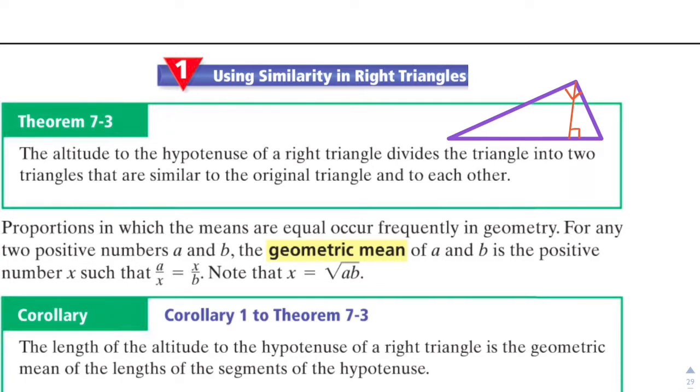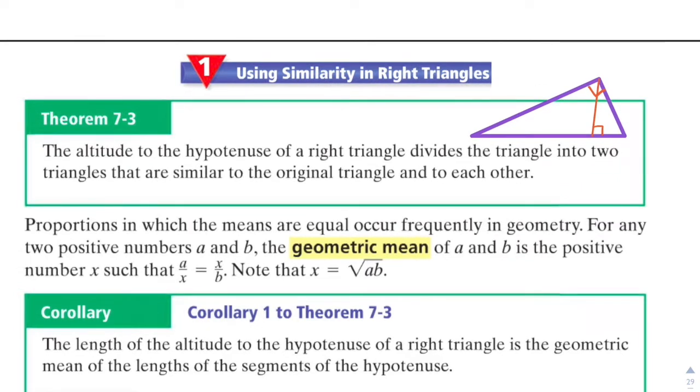So the altitude to the hypotenuse of the right triangle divides the triangle into 2 triangles that are similar to the original triangle and to each other. So there's 3 triangles again. So the proportions in which the means are equal occur frequently for any positive numbers a and b. The geometric mean of a and b is a positive number x such that this happens.